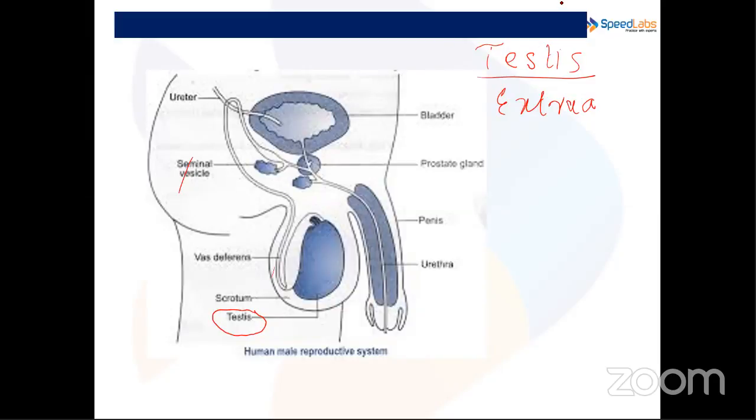So what doubts do you have? Let me just see. Are the testes present outside the abdomen from day one? I mean, when the male fetus is there, from that time, or is it later that they become so? What is it exactly that happens?